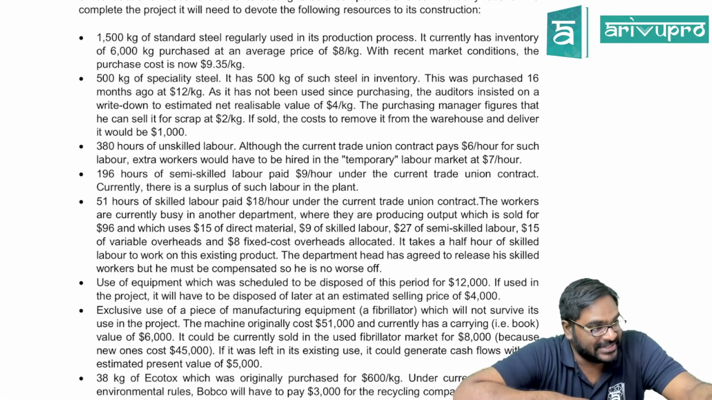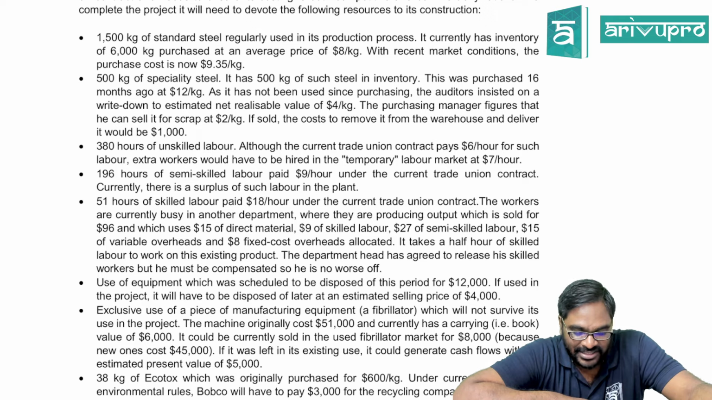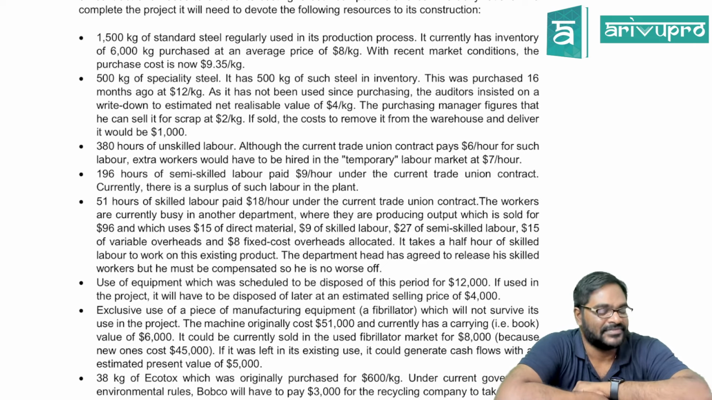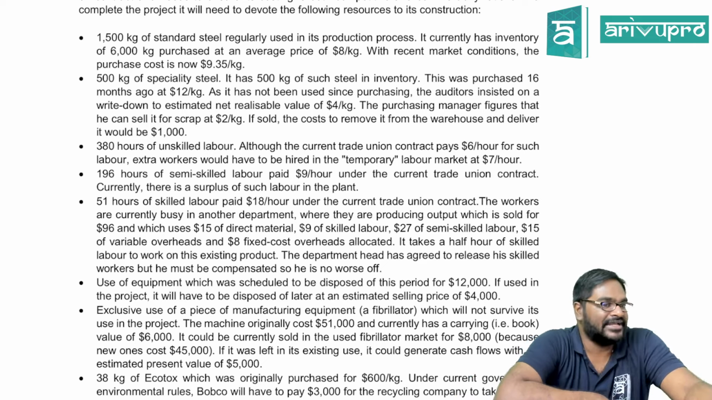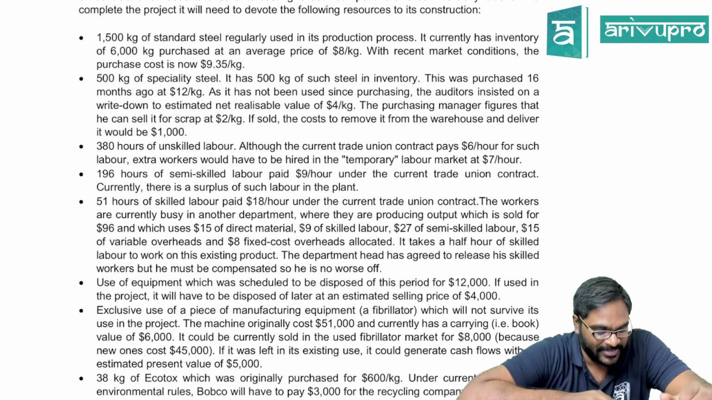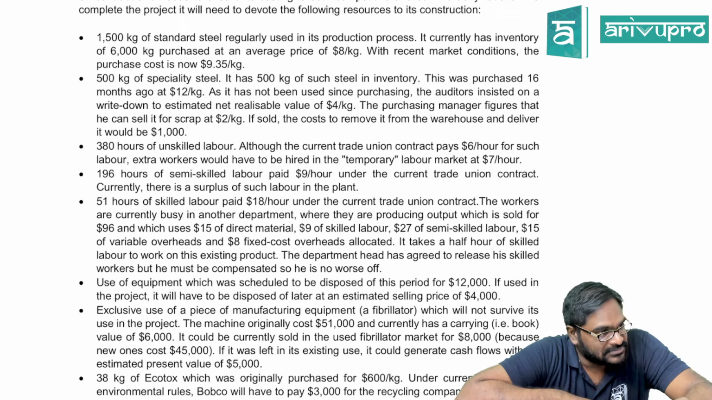380 hours of unskilled labor. Although the current trade union contract pays $6 per hour for such labor, extra workers would have to be hired temporarily from the labor market at $7 per hour. So how much is the relevant cost? Great. 7 into 380 hours. That would be the relevant cost.